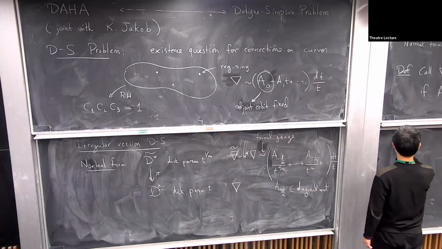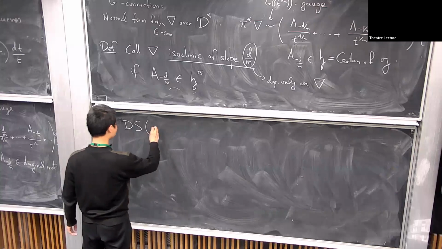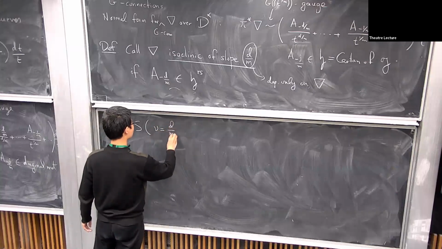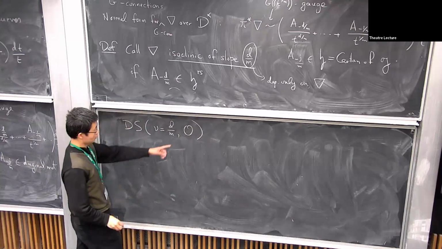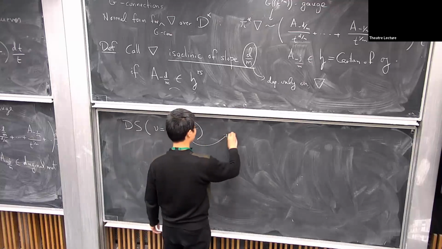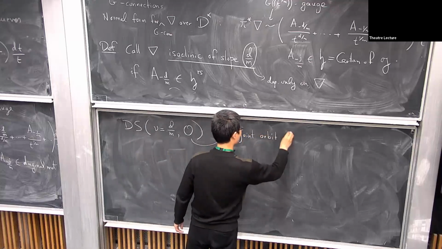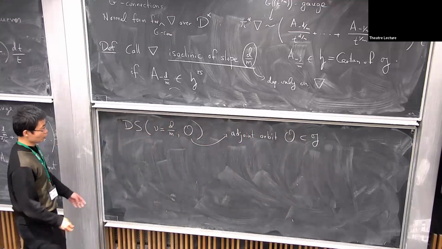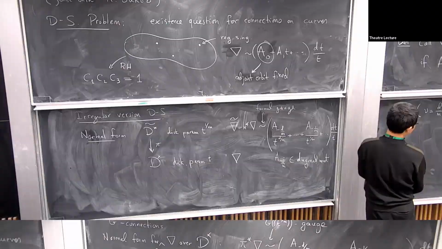Okay, so the precise formulation of the Deligne-Simpson problem. I want to denote it by this slope, which is d over m, and another piece of data is an adjoint orbit in the Lie algebra. It doesn't have to be nilpotent. It's any orbit under the adjoint action.